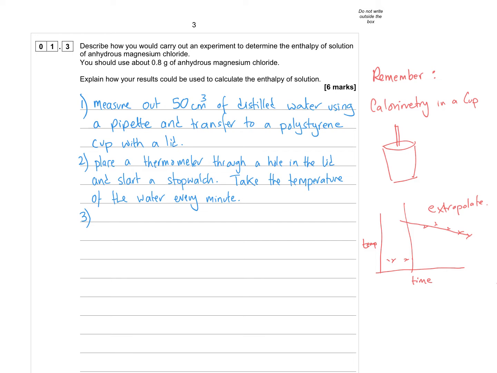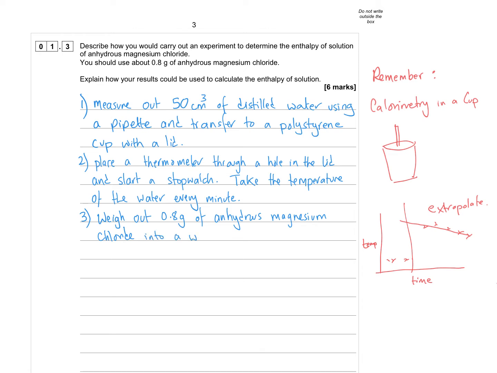The next step is going to be to weigh out the 0.8 grams of anhydrous magnesium chloride. It doesn't matter exactly how you say you're going to weigh it out, it's more important that you put the detail in. So I'm here going to say that I use a weighing boat and that I weigh it in the weighing boat, and then later on I'm going to say that I'm going to re-weigh the weighing boat to take away the mass of the empty weighing boat from the mass so that I know exactly how much I've added.